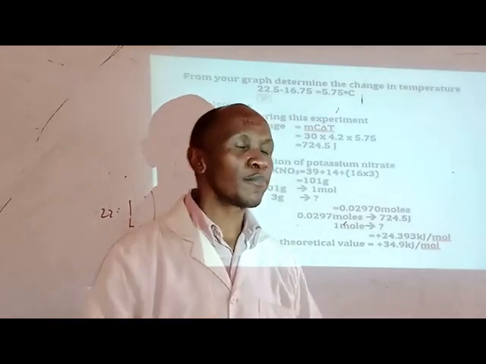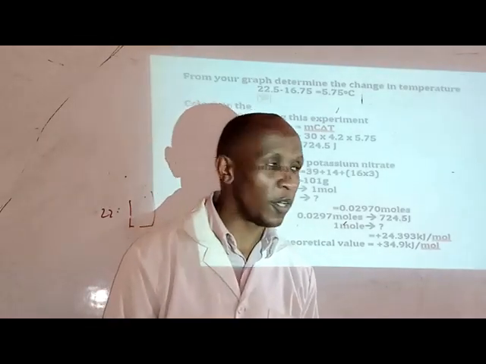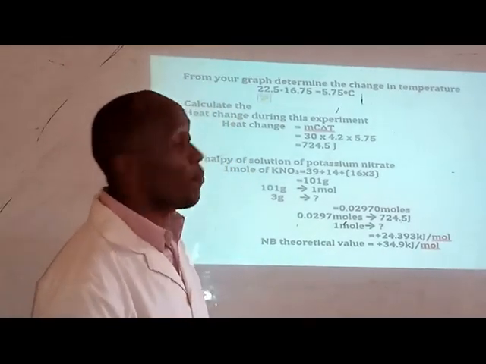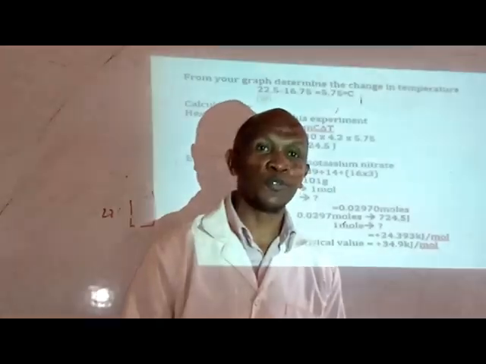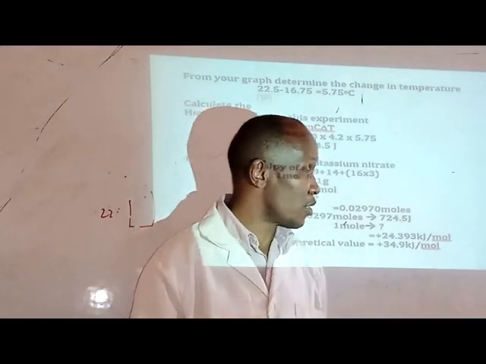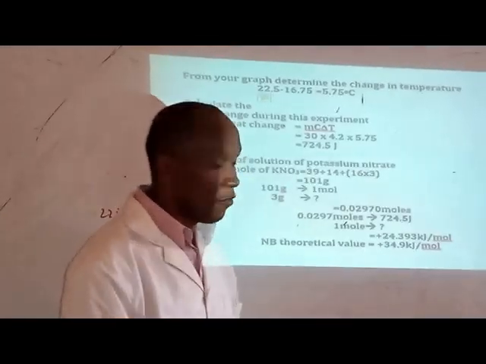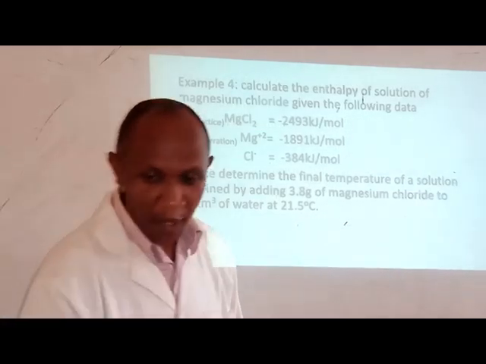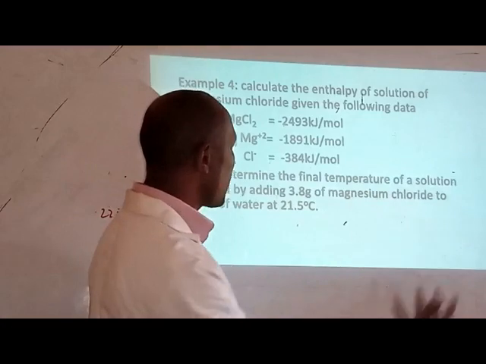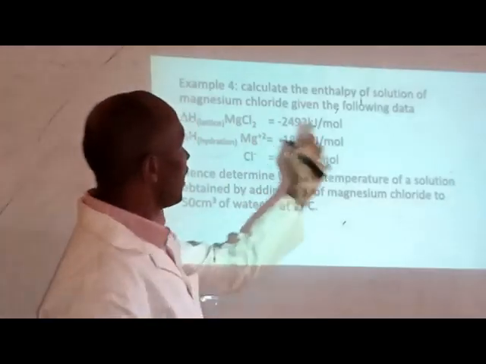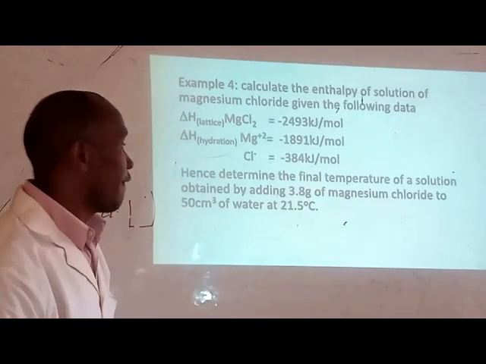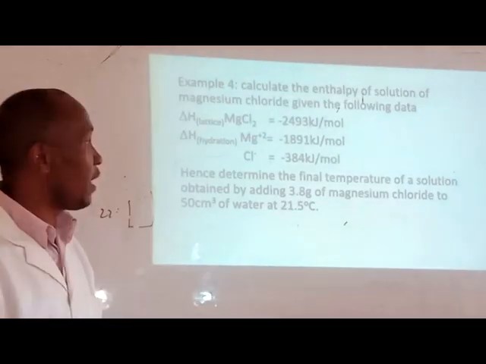Why are they different? Loss of heat to the surroundings, the containers, and the assumption that C is equal to that of water and the density is equal to the density of water. Those could have led to the differences. We can wind up this subtopic and by extension the whole of this topic by looking at that particular example. Just copy the example and take some time to attempt it.